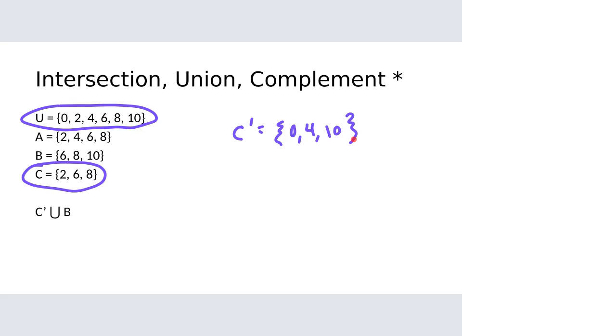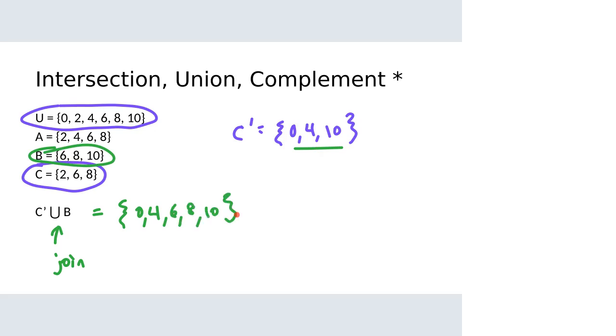Now I want C complement union B. Union means join these together. So I'm going to join C complement that I just found over here with set B. And that'll be 0, 4, 6, 8, 10. And so C complement union B is that set right there: 0, 4, 6, 8, 10.